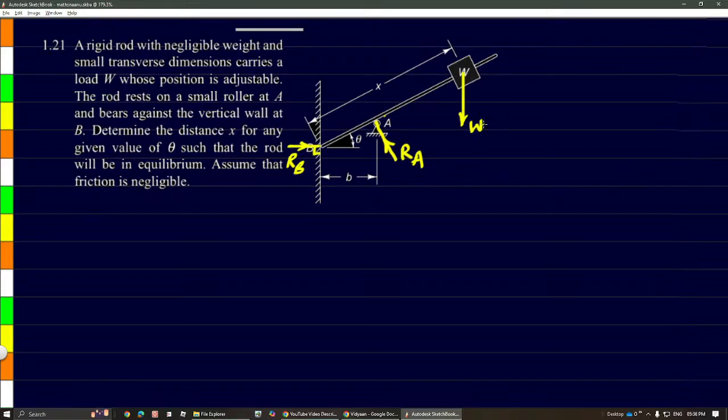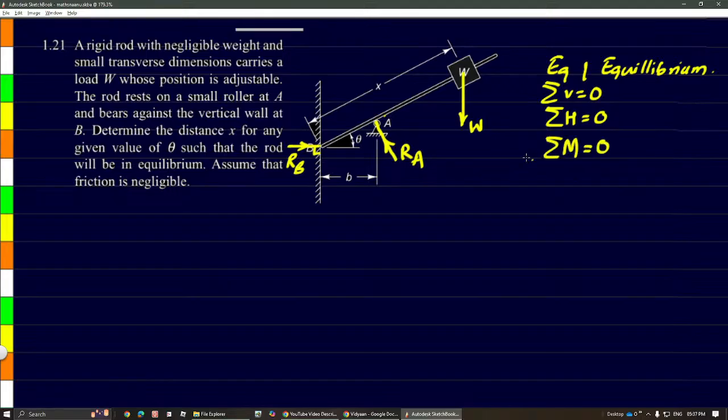Now we'll have to take this and apply the equations of equilibrium. There are actually three equations that we can apply. The first one being sigma V equals 0: the sum of all the vertical forces should be 0. Sum of all the horizontal forces, all the horizontal components, should be 0. And the sum of moments about any point is going to be 0. This single equation is capable of generating as many equations as we want.